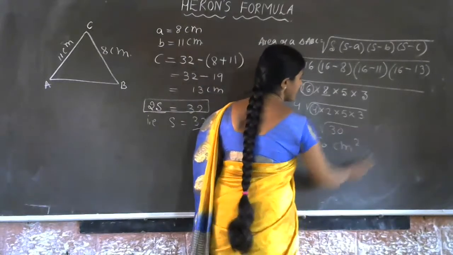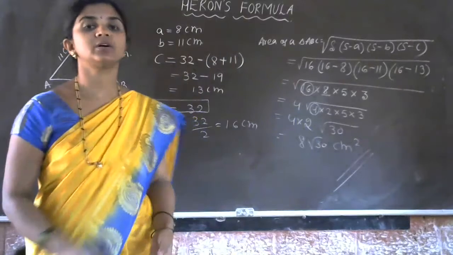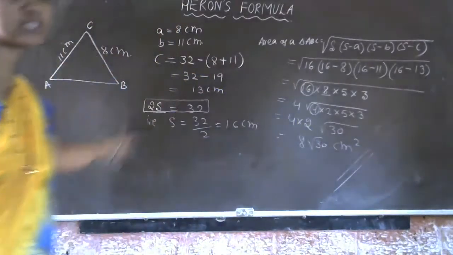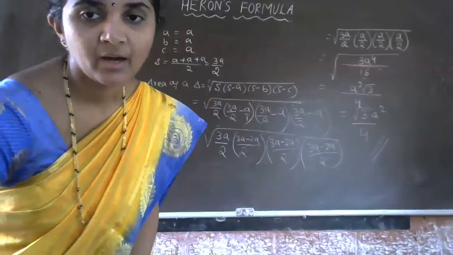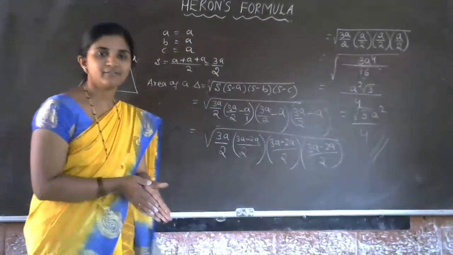Centimeter square. What is the answer? 8 root 30 centimeter square. The area of this triangle is 8 root 30 centimeter square. Okay, now see here, we have one more situation.